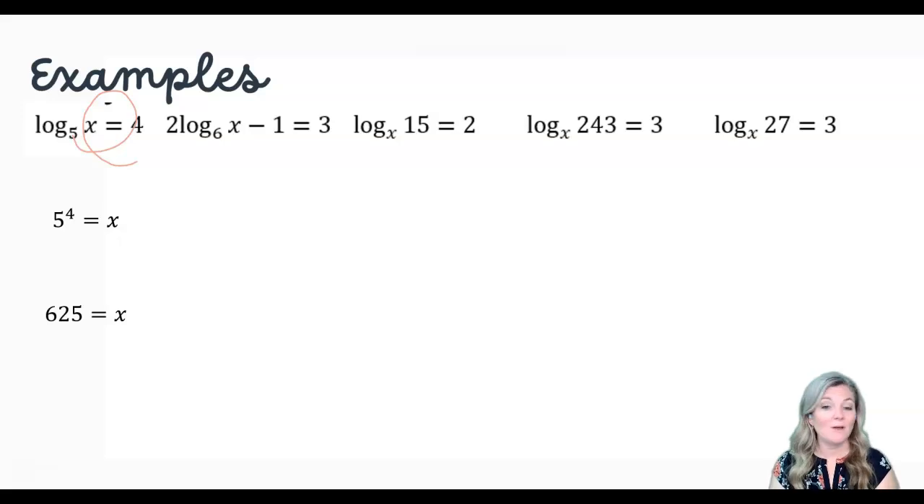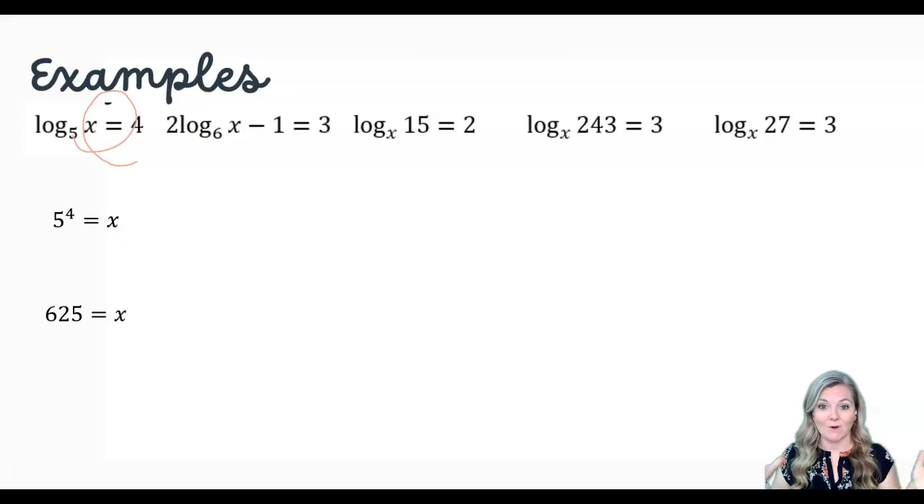This second example, my log is not by itself. I have a 2 that's being multiplied in the front, and I have a minus 1 at the end. So I need to get rid of those first. So again, you have to think, which one goes first? The multiplying by 2 or the subtracting 1? Which is further away?